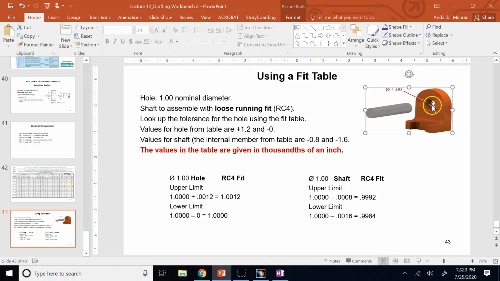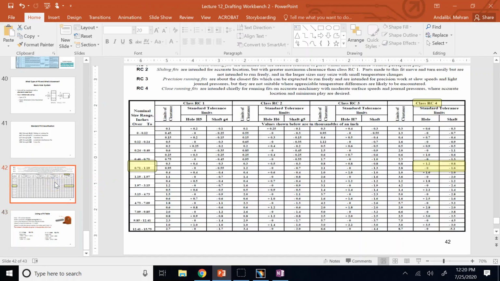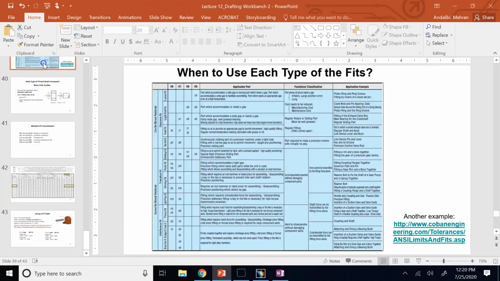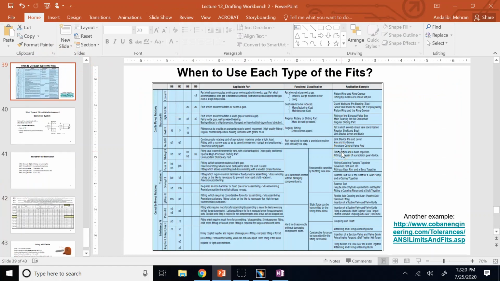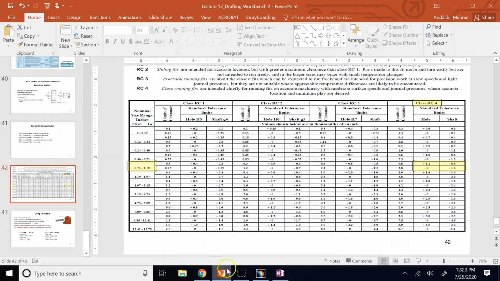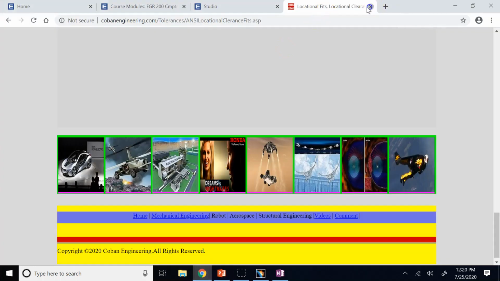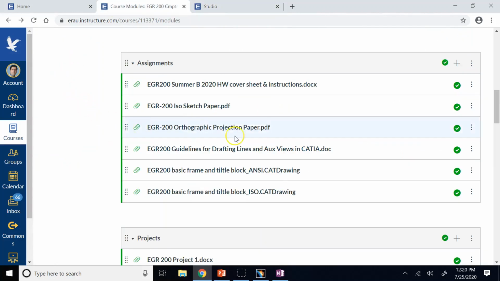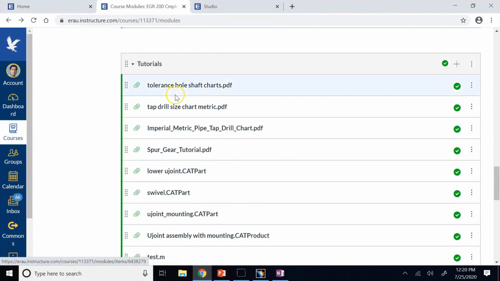How much are they? That's where we go and use our tables. So these are the tolerance tables for classes RC1 to RC4. There are more of these tables, so these are not the only tables. There are a lot more of these tables. This is an example. If you want more, I have posted for you something on Canvas. So if you go under Canvas modules, under tutorials, there is this PDF file I posted for you. It's called Tolerance Hole Shaft Charts.